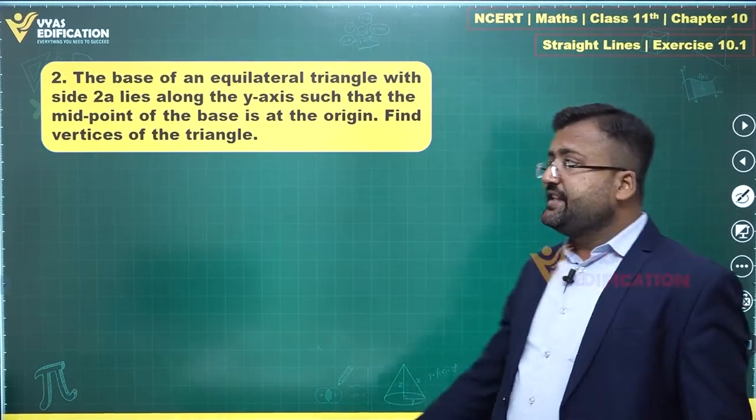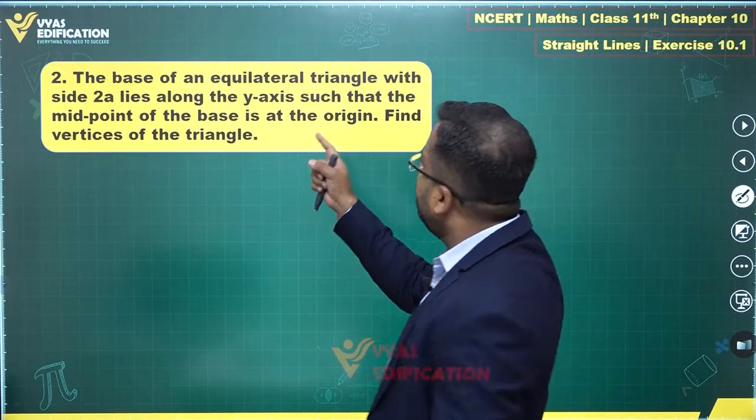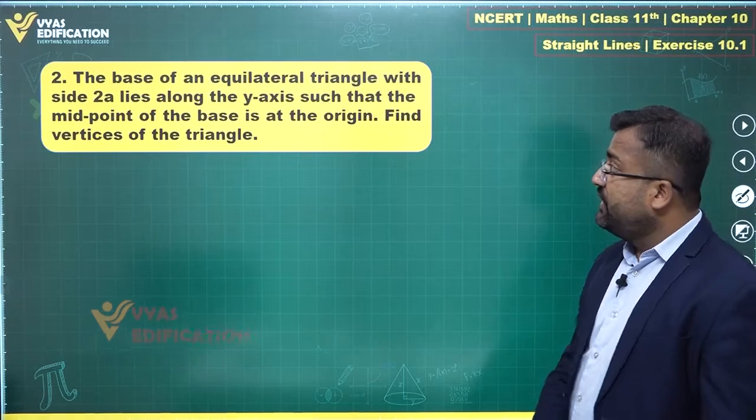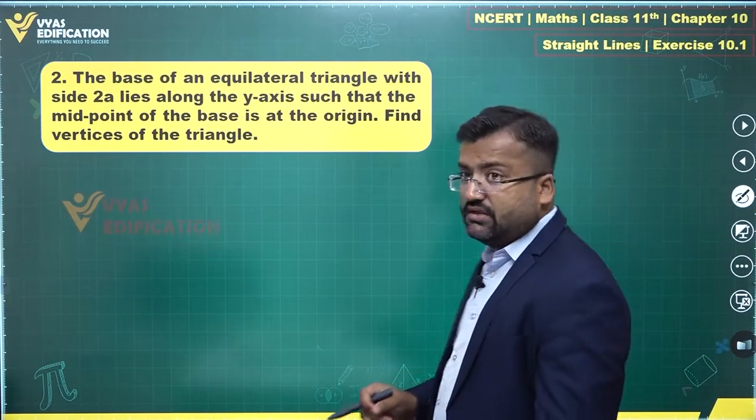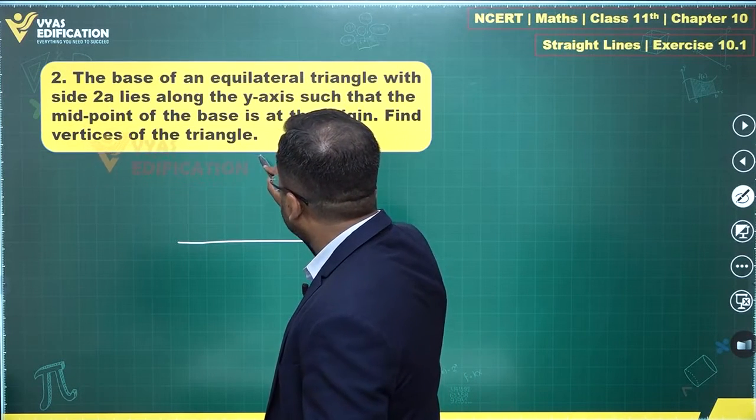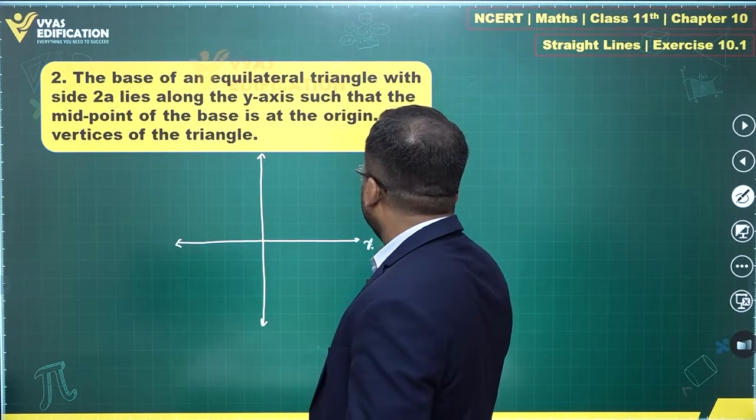The second question says, the base of an equilateral triangle with side 2A lies along the y-axis such that the midpoint of the base is at the origin. Find the vertices of the triangle. Pretty interesting. We have to draw the Cartesian plane first of all. Let's draw the Cartesian plane. These are the x and y axis respectively.